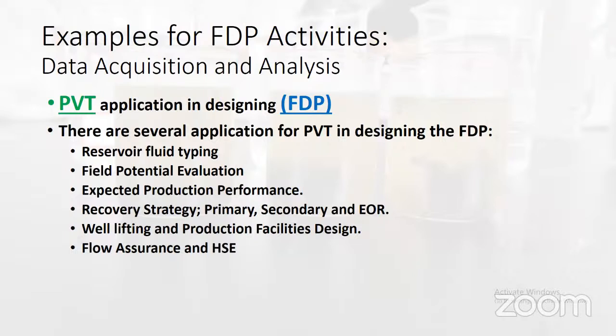If we have an error in the Bo or the Bg, we will have an error in the estimation of the original hydrocarbon in place. The production performance for a heavy oil well is different from the expected production performance for volatile oil. The recovery factor for heavy oil is different from volatile oil. The facilities and well lifting methods that can be used for low GOR oil wells are different from the facilities that can be used for high GOR wells.